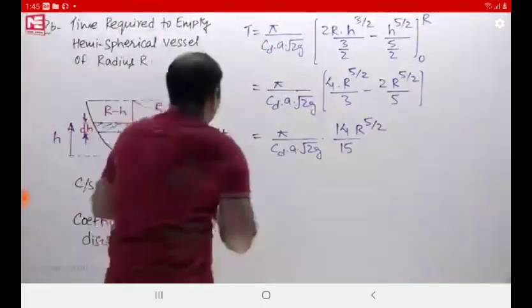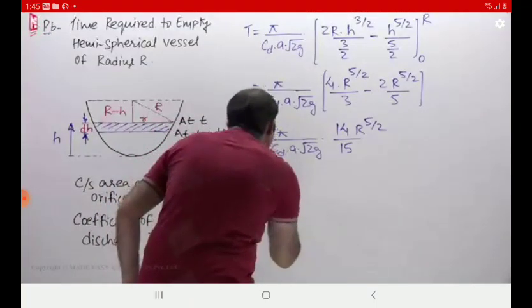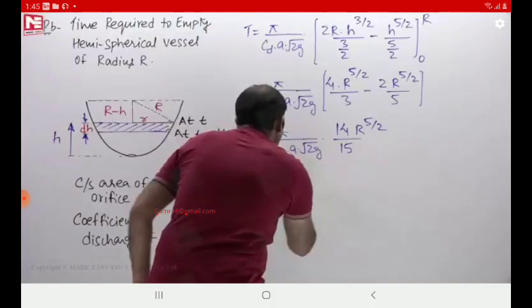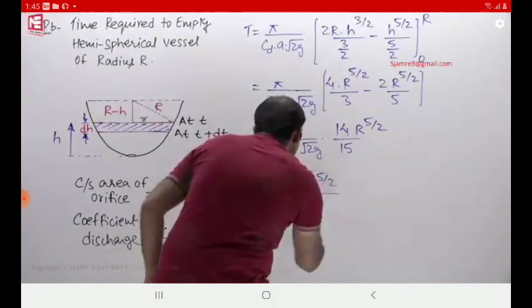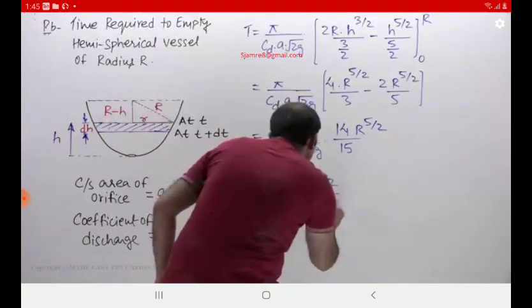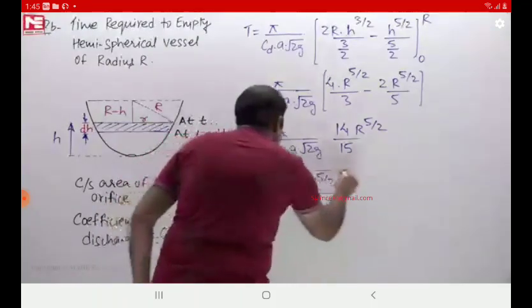Now the next thing here: t is equal to 14 upon 15, pi r to the power 5 by 2 upon CD multiplied by A multiplied by root of 2g. So this is the final answer.